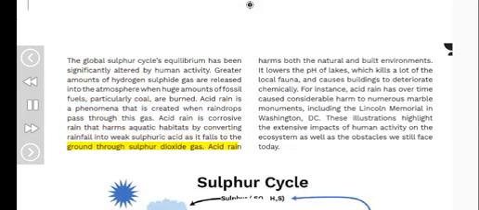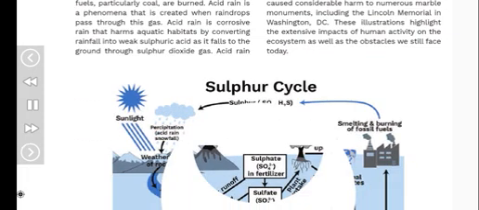Acid rain harms both the natural and built environments. It lowers the pH of lakes, which kills a lot of the local fauna, and causes buildings to deteriorate chemically. For instance, acid rain has over time caused considerable harm to numerous marble monuments, including the Lincoln Memorial in Washington, D.C. These illustrations highlight the extensive impacts of human activity on the ecosystem as well as the obstacles we still face today. Sulfur cycle.